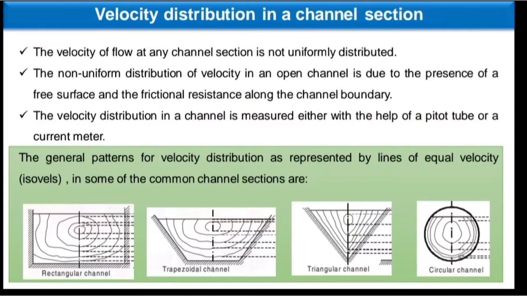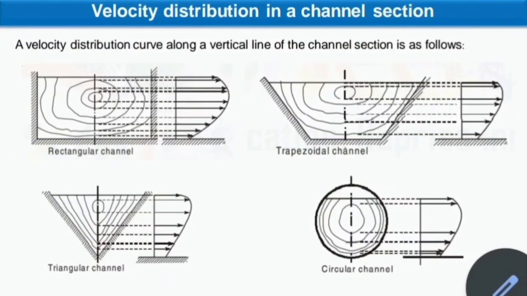Velocity distribution in a channel section. The velocity of flow at any channel section is not uniformly distributed. The non-uniform distribution of velocity in an open channel is due to the presence of a free surface and the frictional resistance along the channel boundary. The velocity distribution in a channel is measured either with the help of a pitot tube or a current meter. The velocity distribution curves of various channel cross sections are shown here.